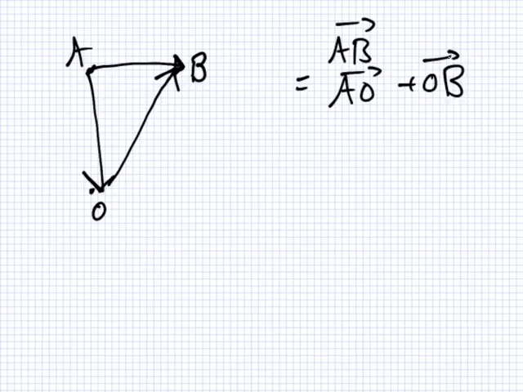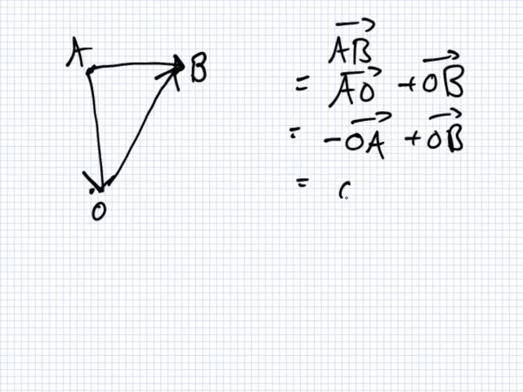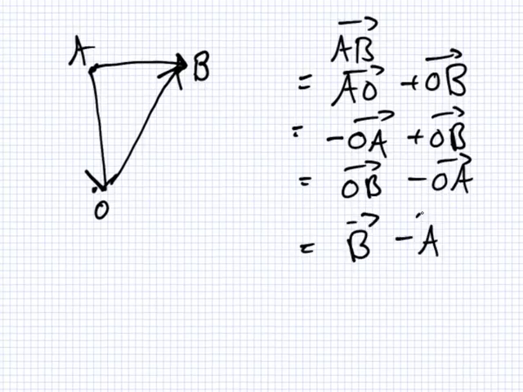Not too bad. Do we have position vectors? Well, nearly. Which one is the position vector here? OB, because it starts at O. But we can say AO is the same as minus OA, if you just flip it and put in a minus to compensate. Which is the same as OB minus OA, which is the same as B minus A.